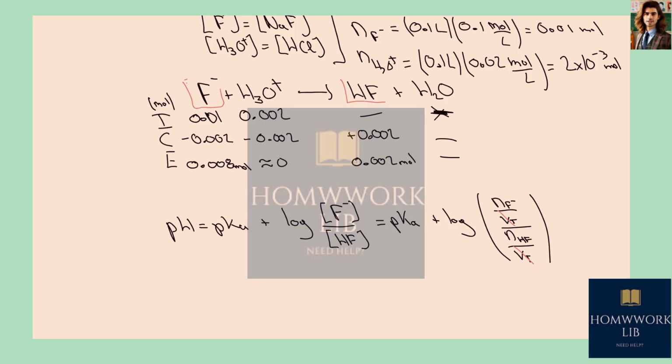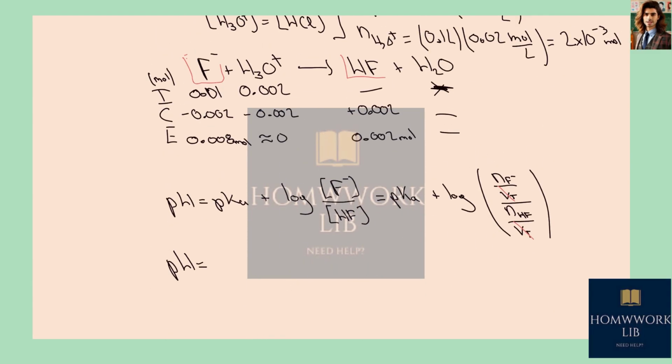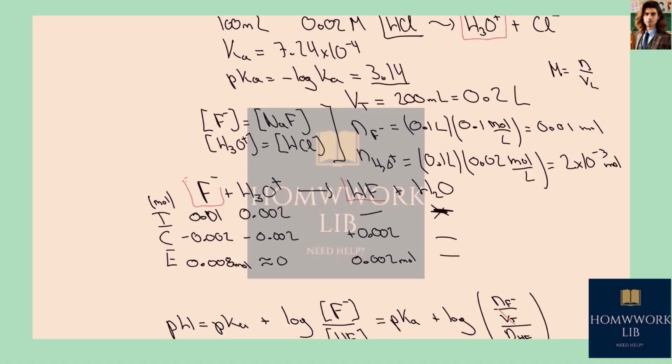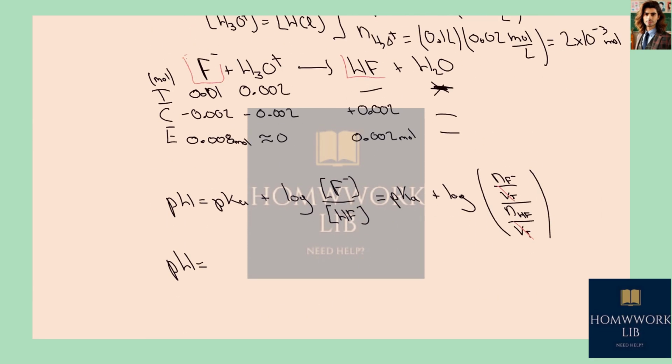So in our case, our pH is going to be equal to the pKa that we said was 3.14 over here, 3.14 plus the logarithm. Instead of concentration of F minus, I'm going to write down the amount of mole of F minus. So this is 0.008 divided by the amount of mole of HF, that is 0.002. The result for this is 3.74, and this is going to be our final answer.